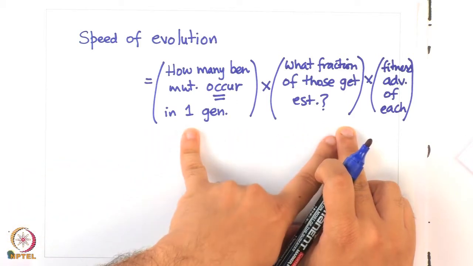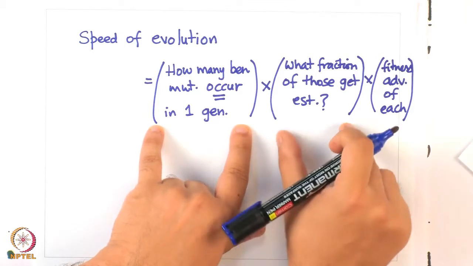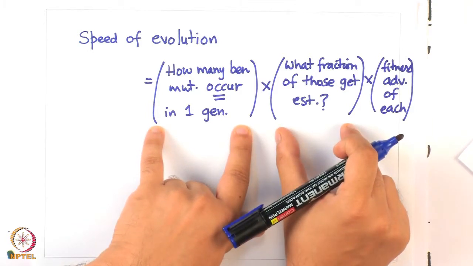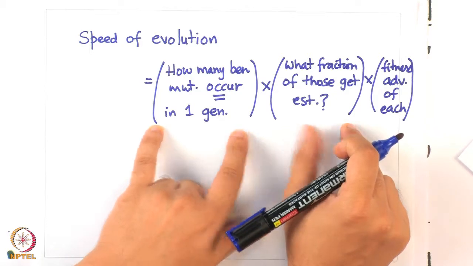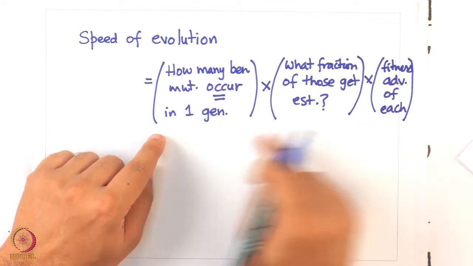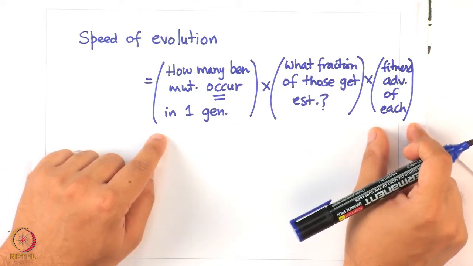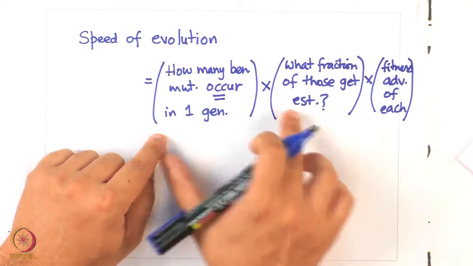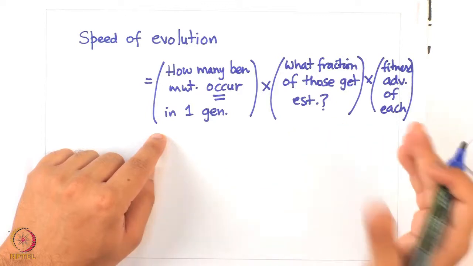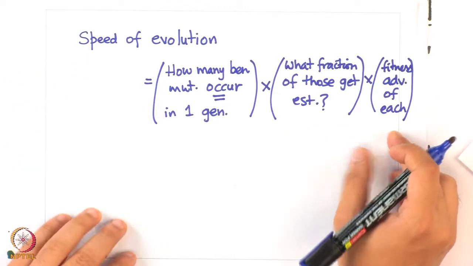So, if this number of mutations that occurred is, let us say, 100, then each gets established with a probability of 0.1. That means the total number of mutations that get established in one generation is equal to 100 times 0.1, which is 10. And if each confers a fitness advantage of 2%, 0.02, then you have 10 into 0.02, 0.2 fitness increase per generation as the speed of evolution.